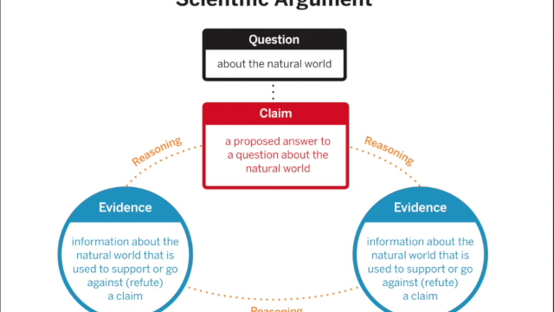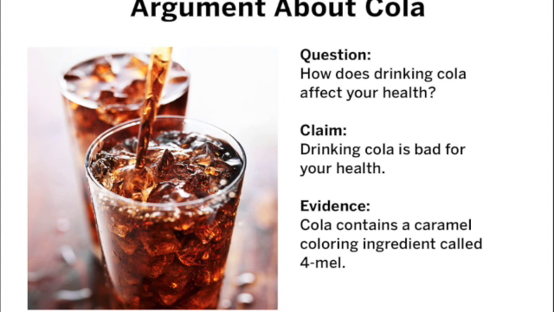And reasoning. Reasoning is what ties everything together. It is your point of view that explains how you are correct. So let's take a look at cola. How does drinking cola affect your health? The claim is that drinking cola is bad for your health. And the evidence is that cola contains a caramel coloring ingredient called formel.